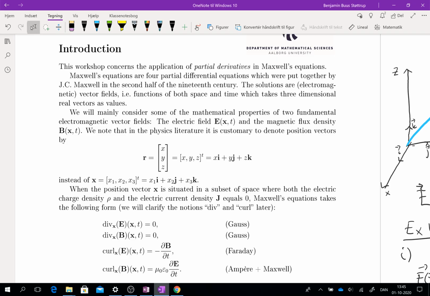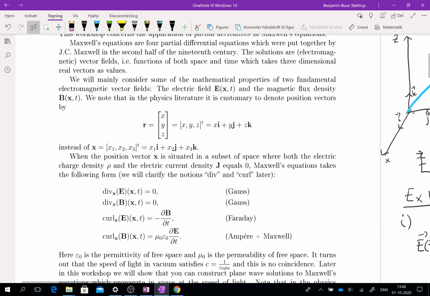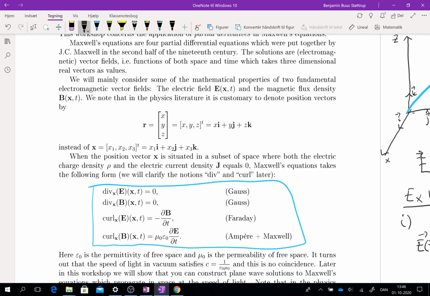let's get going. So this will be a video introduction to the workshop concerning Maxwell's equations. So we're going to look at partial derivatives and functions of several variables, and we will do that in the context of Maxwell's equations. So Maxwell's equations are given as we see here.